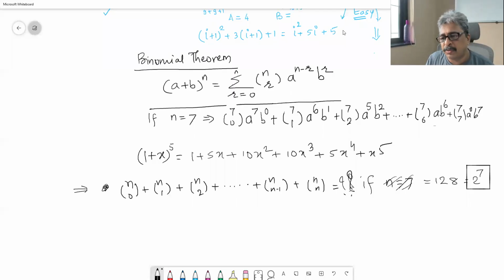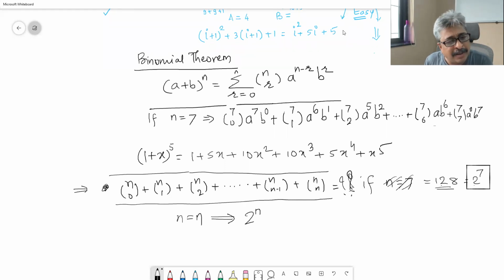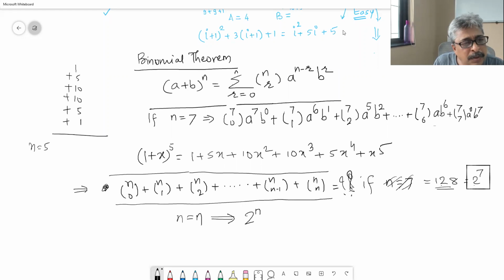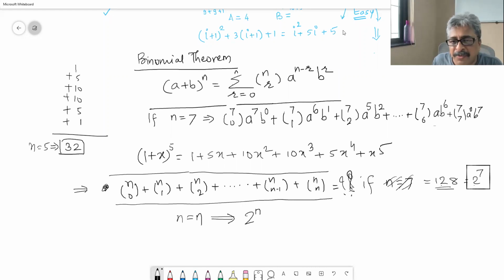Okay, the answer for n equal to 7 is 128, which is 2 raised to 7. But if we add all the binomial coefficients when n is equal to n, it is going to be 2 raised to n. Is it correct? Let us check. When n was 5, we have those coefficients with us: 1 plus 5 plus 10 plus 10 plus 5 plus 1 equals 32. Correct? It is 2 raised to 5.